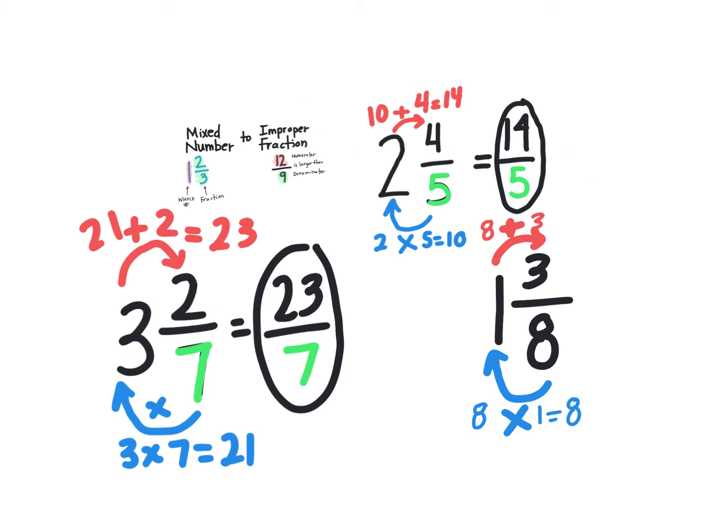So when we are all said and done, we end up with 3. I'm sorry, not 3. Forgot to add it. 11. So we're going to have 11 as our numerator. And then remember, our denominator stays the same. So in this case, our denominator was 8. So our denominator remains 8.